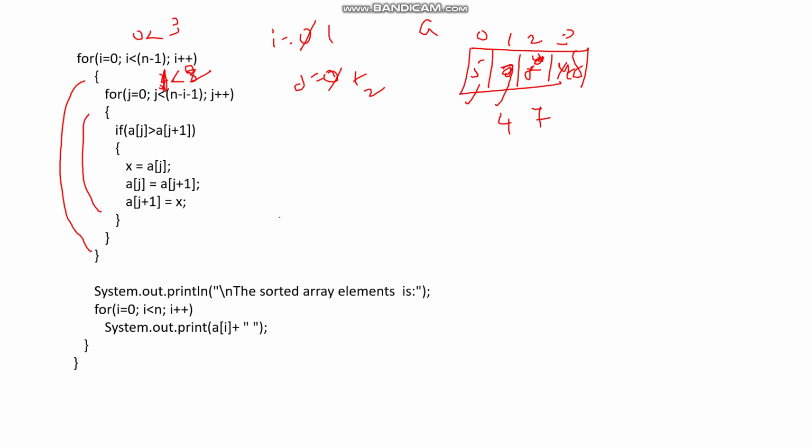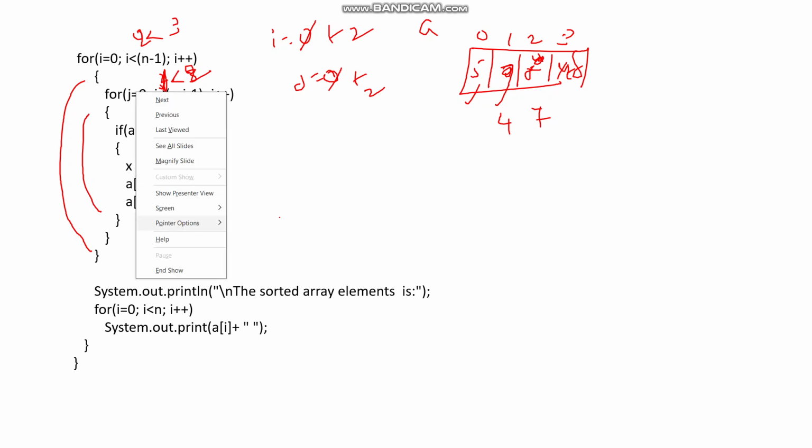After the second pass, what elements are there? 5, 4, 7, 8 here. After that, increment the i value. Now the i value becomes 2. 2 is less than 3. Yes, the condition is true. Again, the body will be executed. Come to the for loop here, the internal for loop here. For j equals 0.